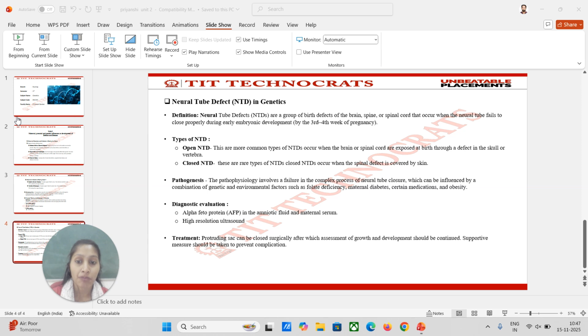In treatment, the protruding sac can be closed surgically, after which assessment of growth and development should be continued. Supportive measures should be taken to prevent complications of neural tube defect.